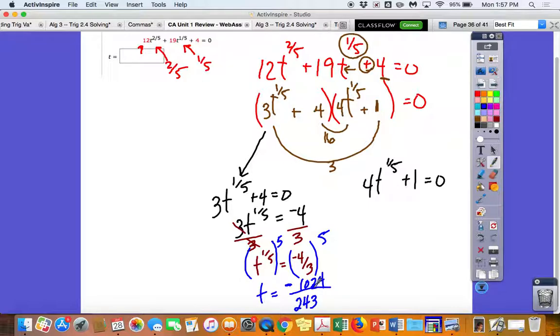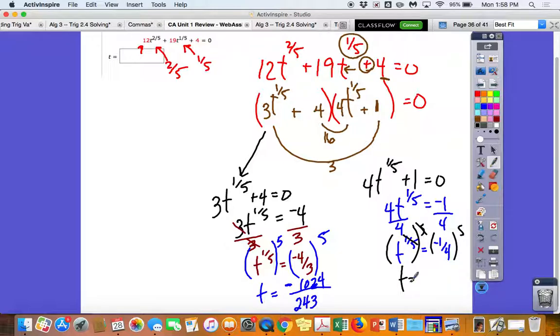Over here, same idea. 4t to the 1/5 equals negative 1. Divide through by 4. So I get t to the 1/5 equals negative 1/4. I'm going to raise everybody to the 5th power, because these counteract each other and I just get t.